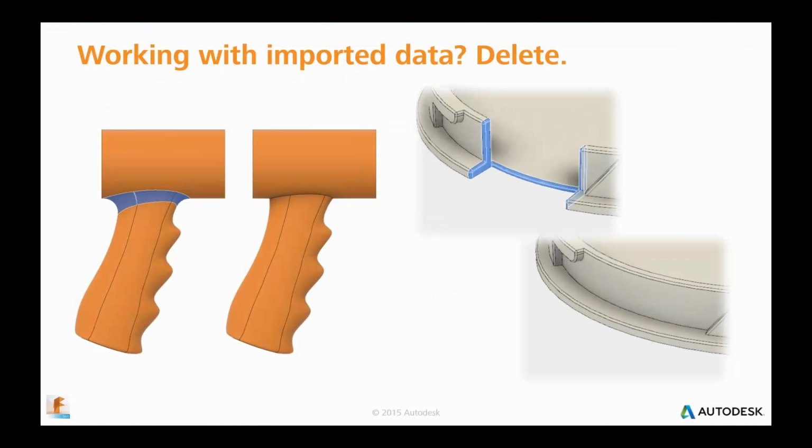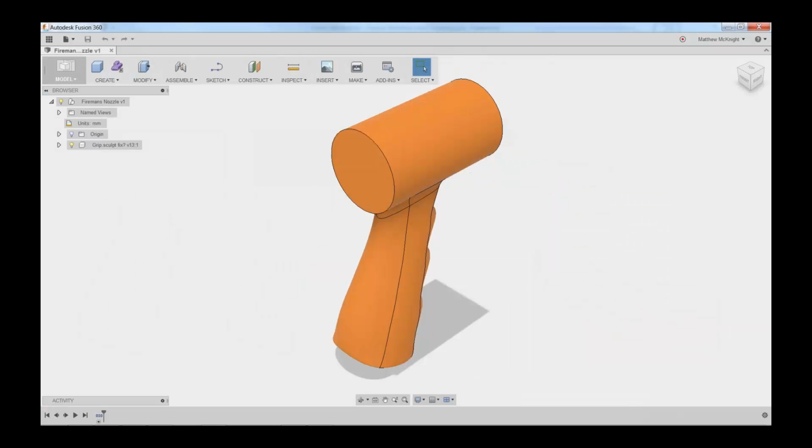So working with imported data, and I want to show you some really cool features here. If you're working with imported geometry, you can use it as a basis to create your T-spline surfaces. You can add it, but I also want to show you some really cool things around how you can use the delete command inside this environment as well. So let's start off by looking at this example here, which is a nozzle.